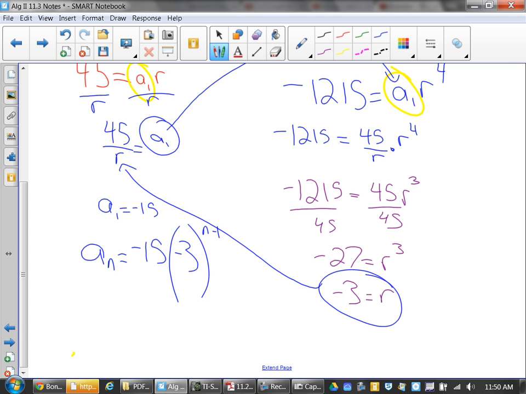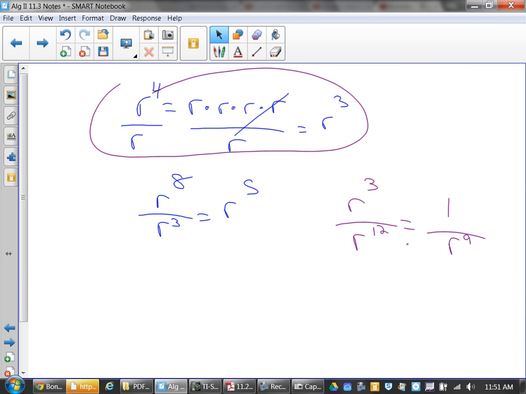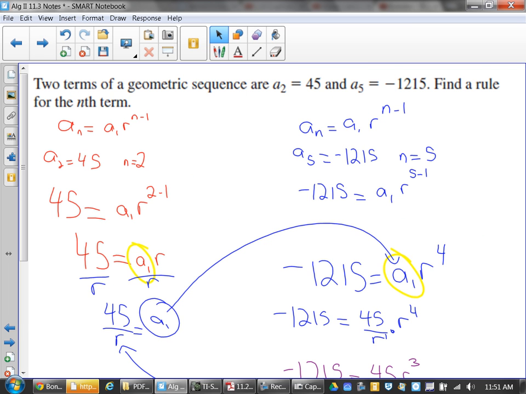All right? Yes, sir? So when you did negative 1215 equals 45 over r times r to the 4th, did you cancel? Okay. Because this is r to the 1st power. So who wins that battle of war? So it's just 4 minus 1, I get that. And it goes back to the idea of what you're doing here is you're taking out a grouping of 1.